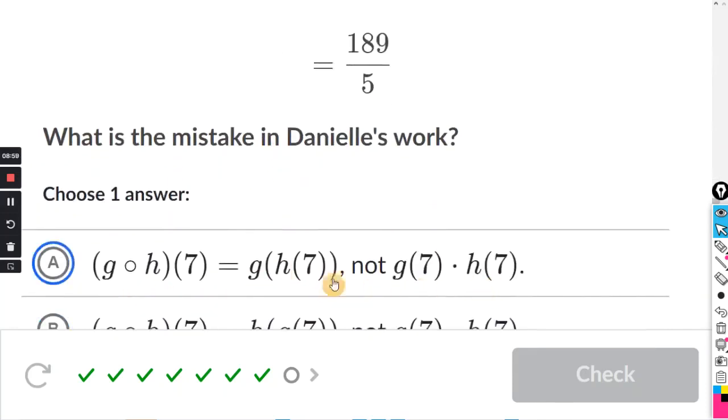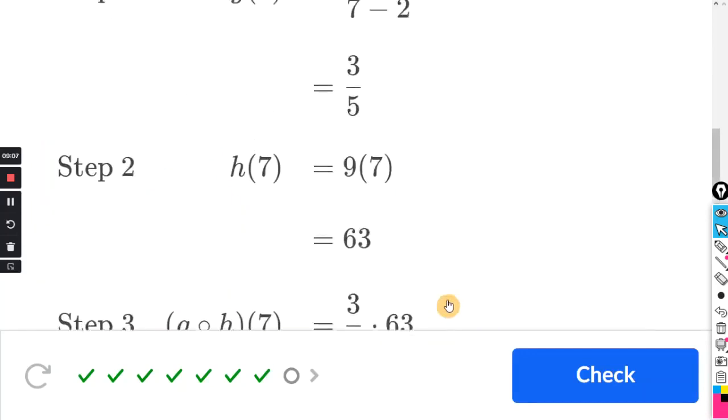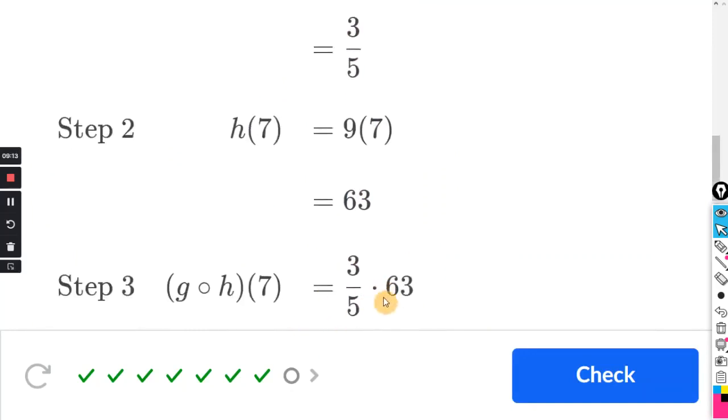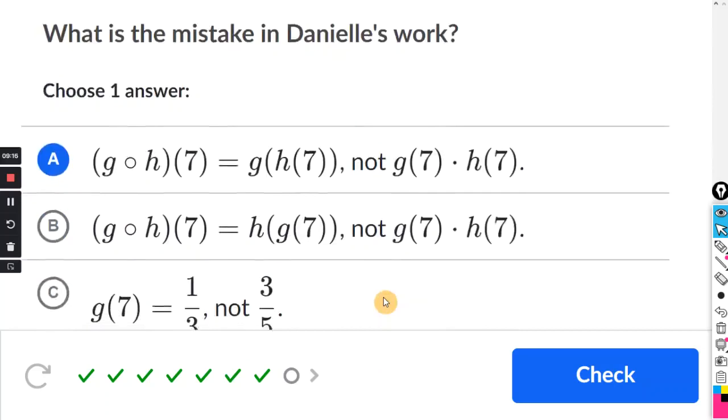Okay, so that was the mistake. G of h of 7 equals this, not G of 7 times h of 7. So clearly that's what she did. Here's G of 7, here's her h of 7, and she just multiplied them. So that's no good.